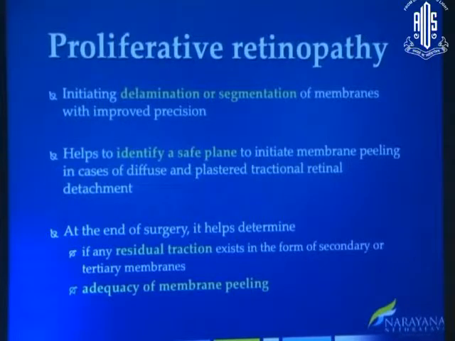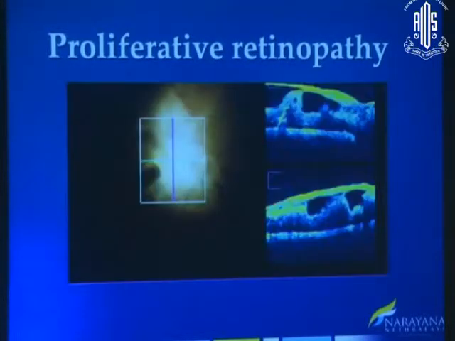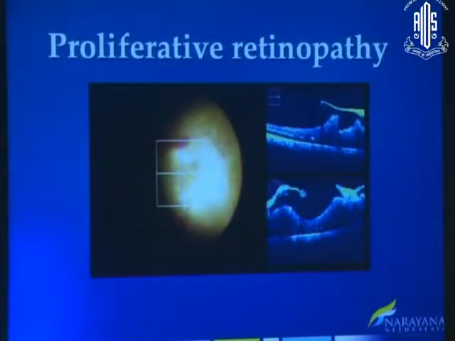It also helps in identifying a safe plane to initiate membrane peeling in cases of diffuse or plastered tractional retinal detachments. This has helped us in reducing the risk of damage to underlying tissues. At the end of surgery, it also helps us to see if any residual traction exists, or the adequacy of membrane peeling. Here you can see the broad-based adhesions with bridging retinal tissue. In these conditions, it's really useful to initiate the delamination. Here also it has helped us by looking at the membranes to see whether membrane peeling has been adequate.